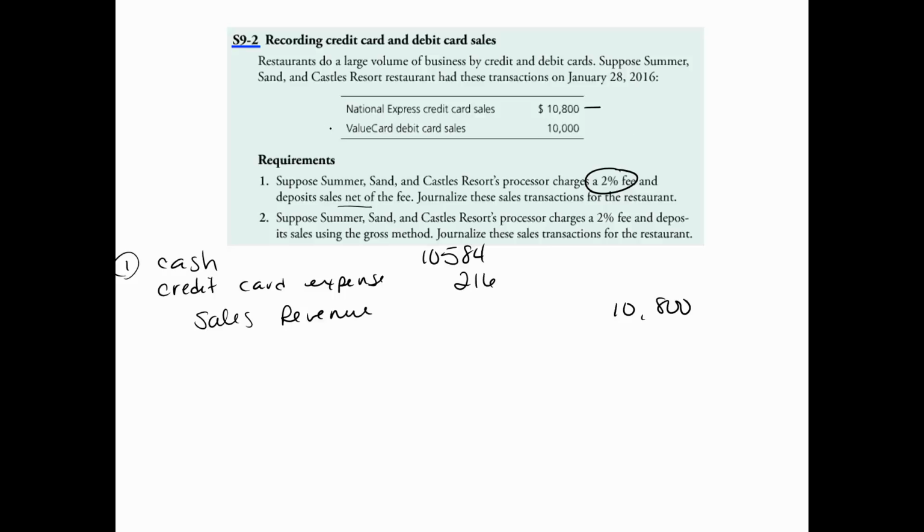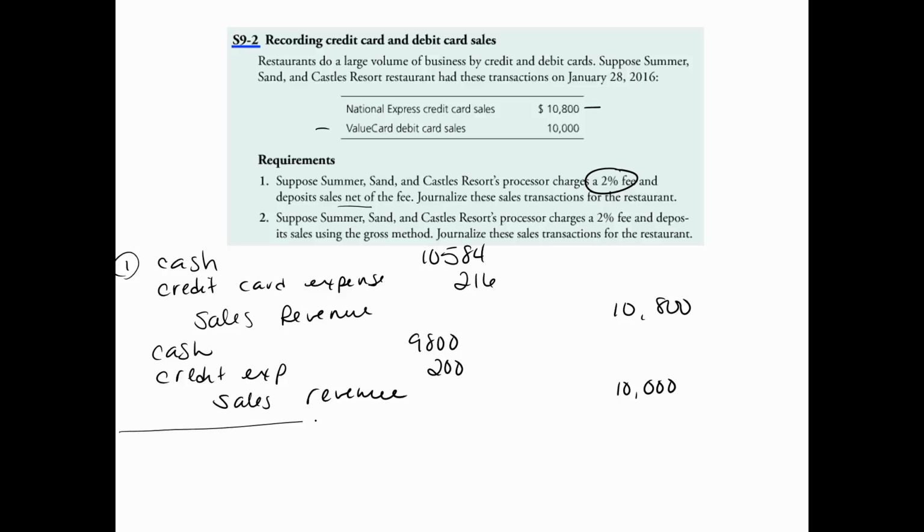And we do the same thing for the debit card sales. I'm going to debit cash, debit credit card expense, and credit sales revenue. So credit sales revenue for the total sales, that's $10,000. Credit card expense is debited for 2%, which is $200, and then the difference, $9,800, is what gets deposited in my account for cash.